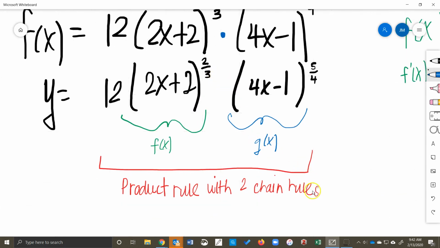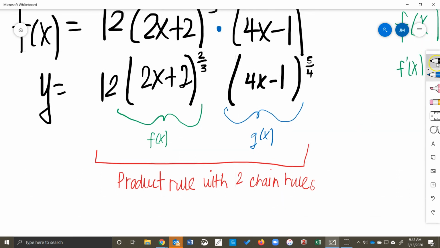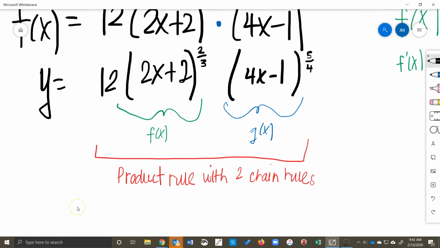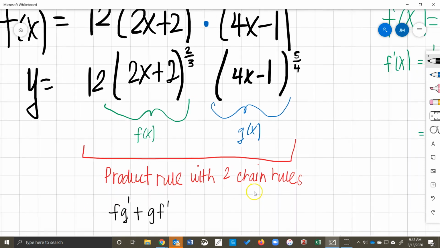Anyway, this product rule has two chain rules inside of it. The first function, the f of x, is a function within a function. The g of x is a function within a function. So the product rule says to find your derivative, take f, multiply it by g prime, and then add that to g and multiply that by f prime. So we need to find the derivatives of the first function and the second function.